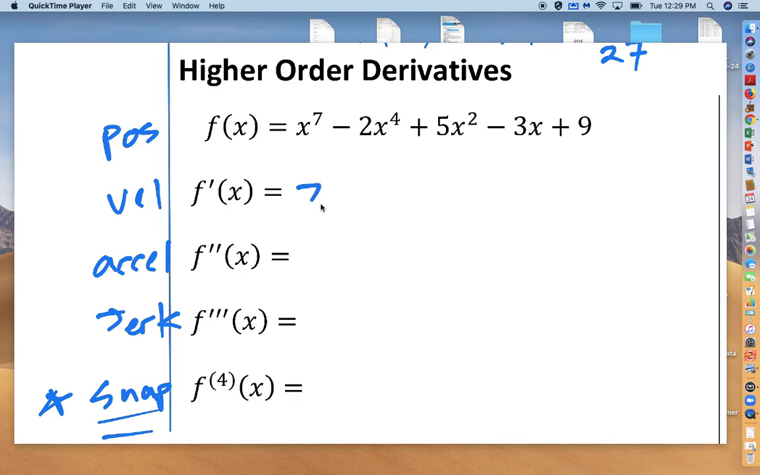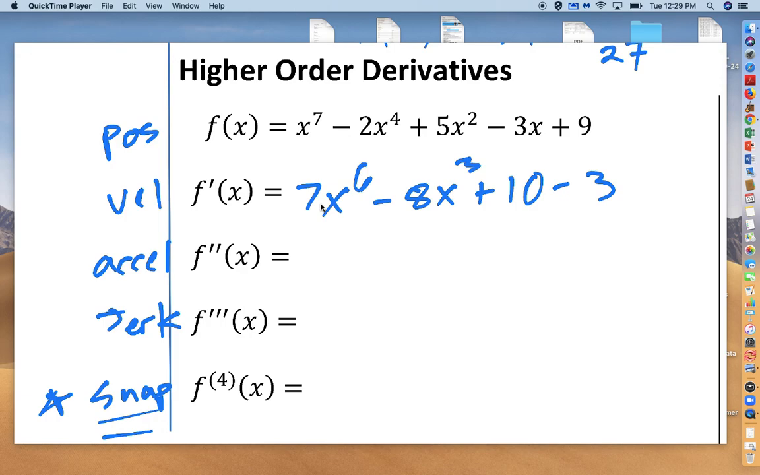So f prime of x is 7x to the sixth minus 8x to the third plus 10x minus 3 is the derivative. The derivative of 9 is 0. This is a really good place to just sit back and say, okay, this is the power rule for something simple. I didn't have to simplify it. I didn't have to do it with fractions or negative exponents or radical exponents, that type of stuff. Radical square roots and things like that turn into fractional exponents. This was a clean and easy first derivative.